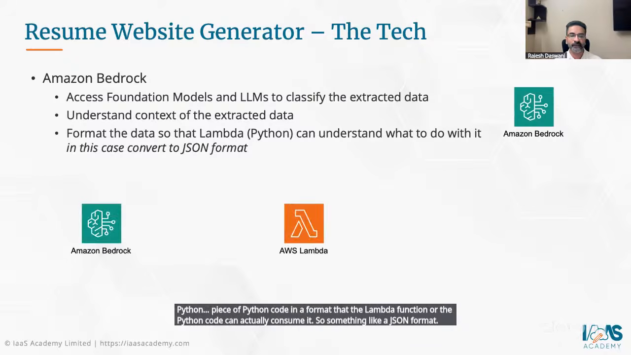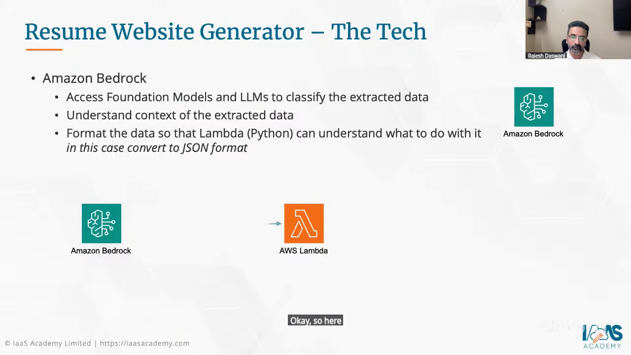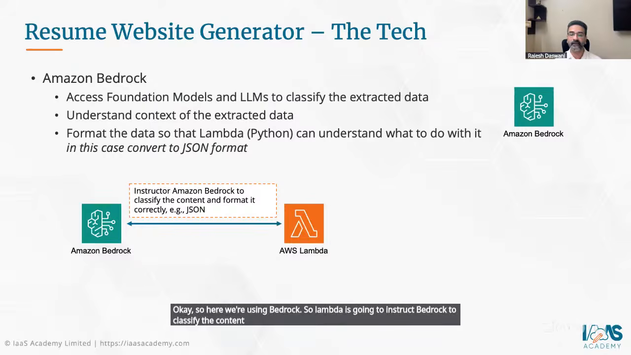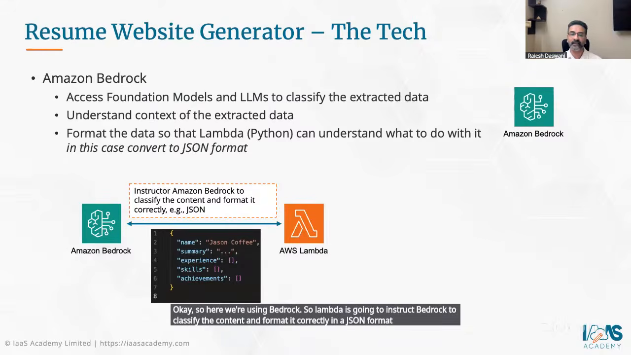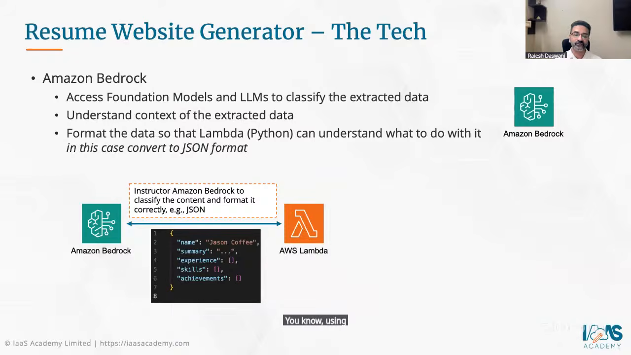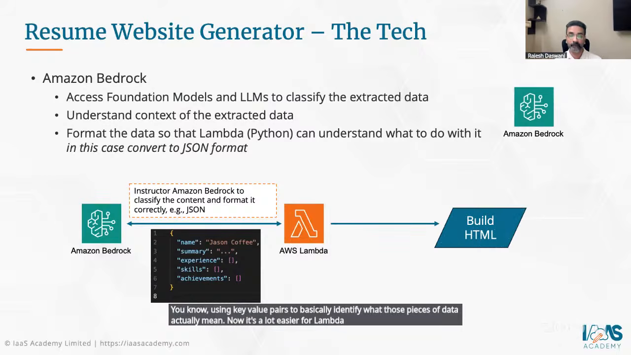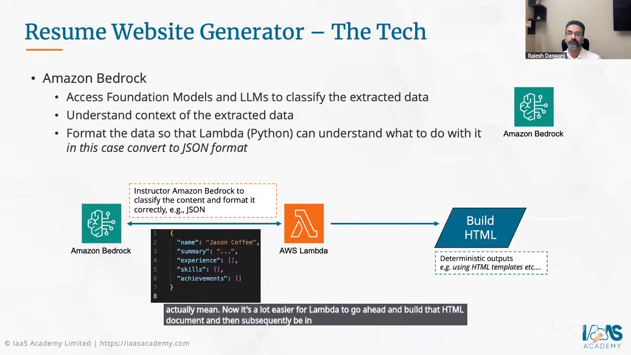Okay, so here we're using Bedrock. Lambda is going to instruct Bedrock to classify the content and format it correctly in a JSON format. And then we end up getting this JSON breakdown with headings and using key-value pairs to basically identify what those pieces of data actually mean. Now it's a lot easier for Lambda to go ahead and build that HTML document and then subsequently be in a position to build that website.